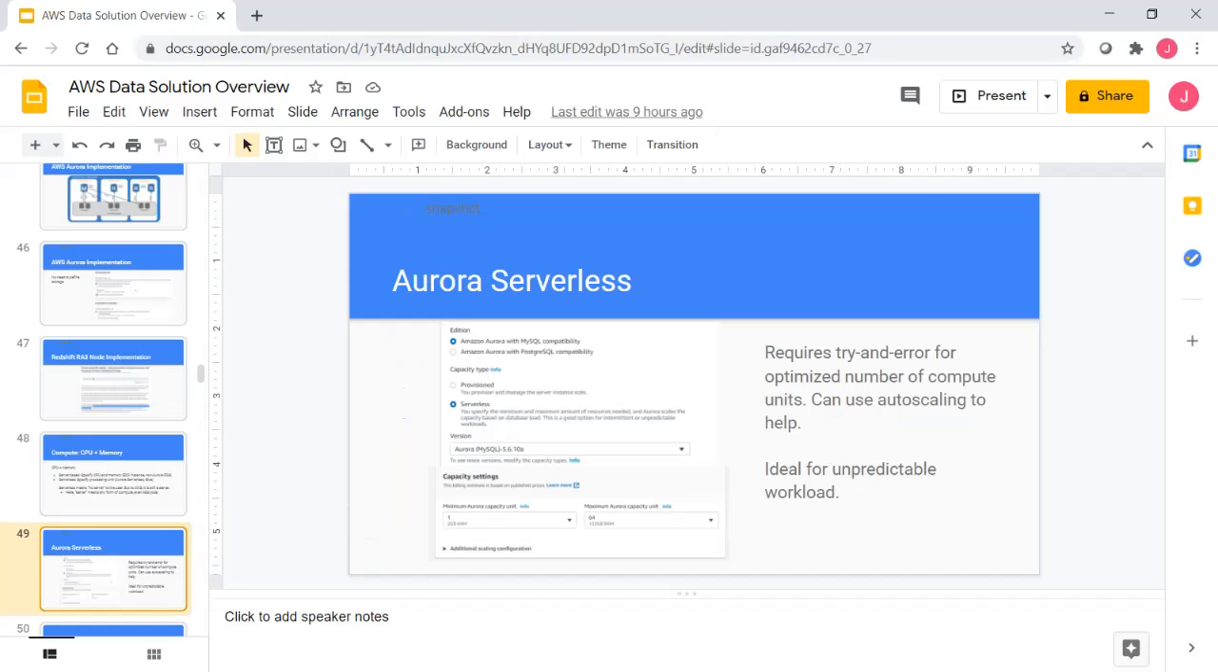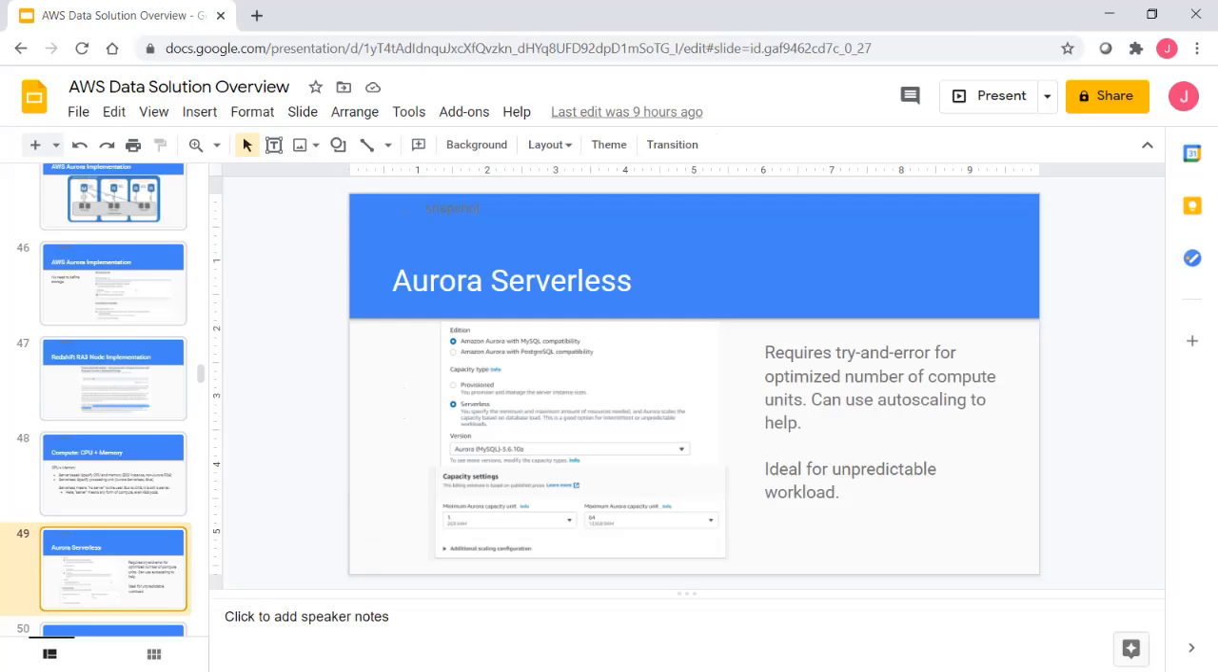For example, in Aurora Serverless, you can see that instead of DB instance size, you actually have a capacity setting where you can define the minimum capacity unit and the maximum capacity unit. Now, how many units are enough for your processing? This actually requires some trial and error in order for you to find the optimized number of compute units.